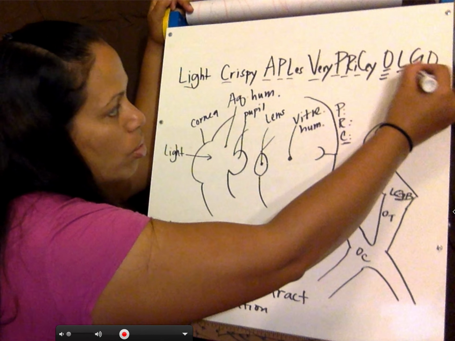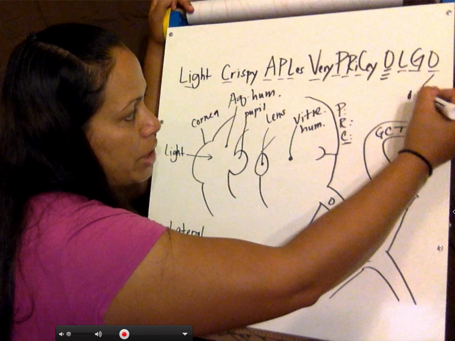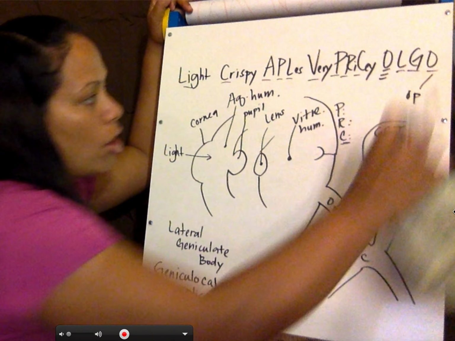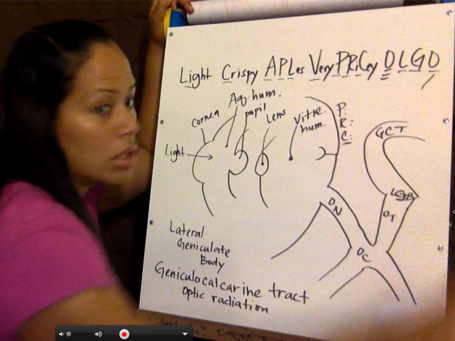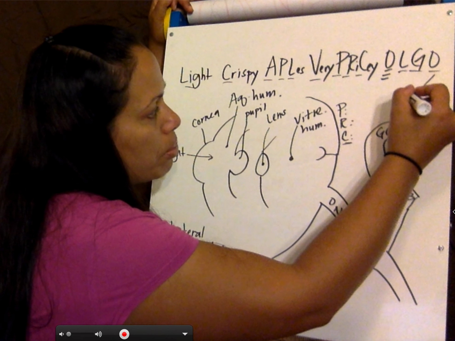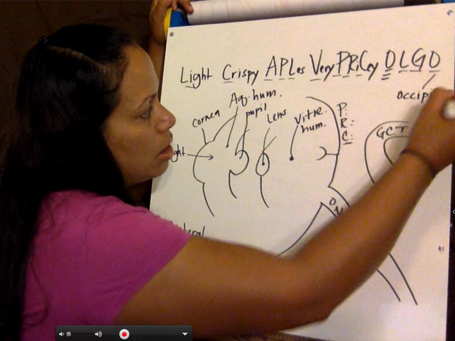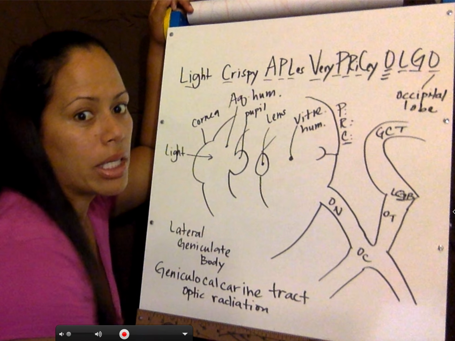Well, O is optic. Oh, sorry, not optic. O stands for occipital lobe, right? So the part of the brain that has the visual cortex is the occipital lobe. Ooh, let's do that all again.